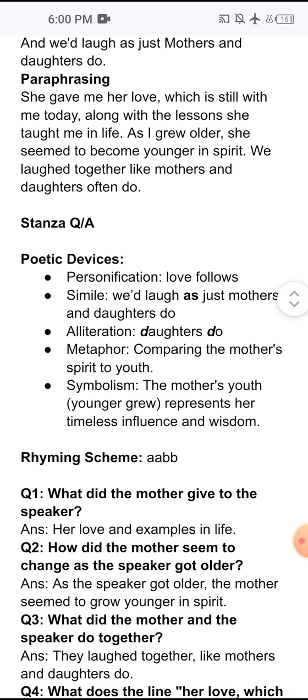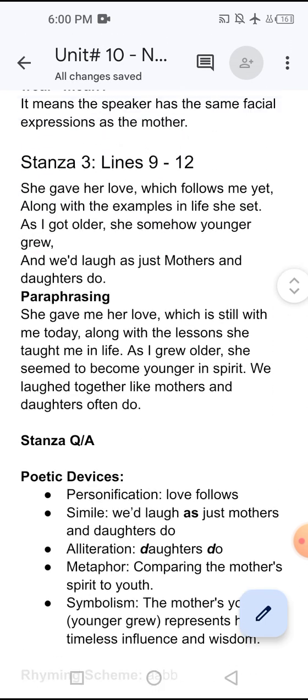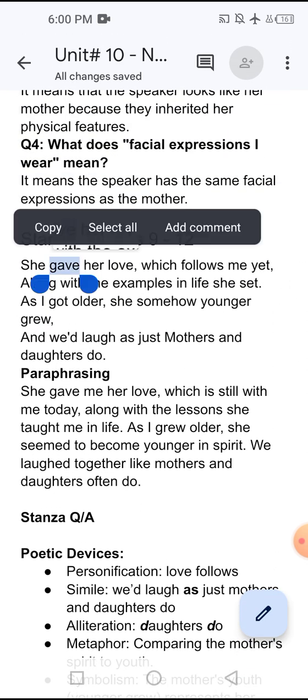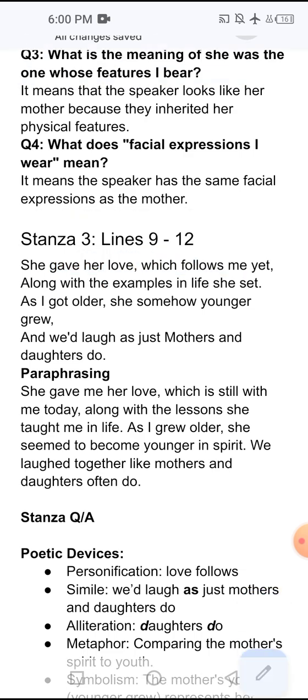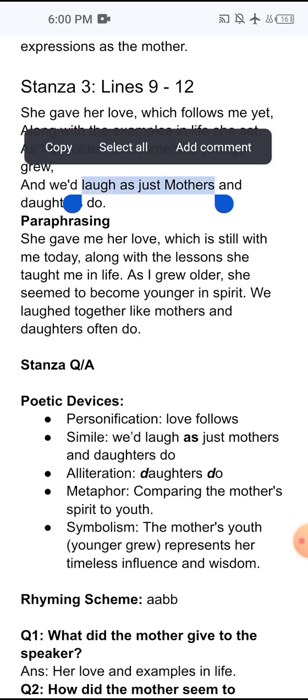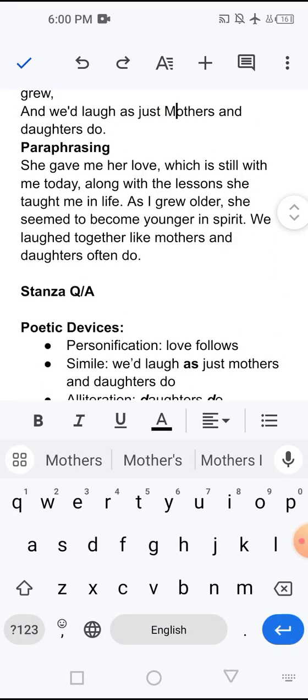So, the question answers poetic devices. First of all, there is personification, which is "love follows". In line 1, she gave her love, which follows me yet. So love is following, so we are giving a human-like quality to love. That's why it is personification. Simile is in the last line, "and we'd laugh as just mothers and daughters do". So here is the word "as".